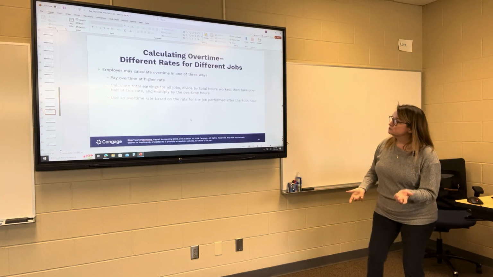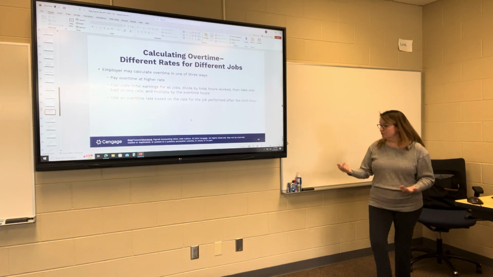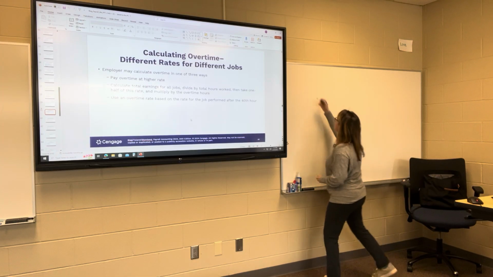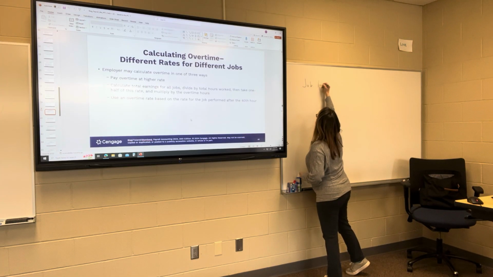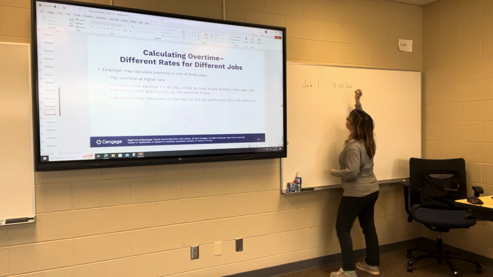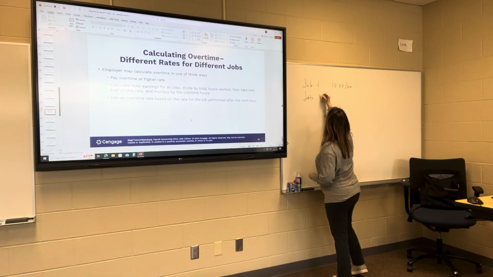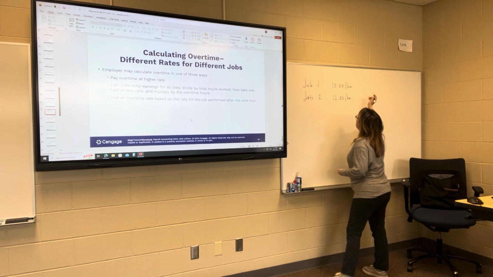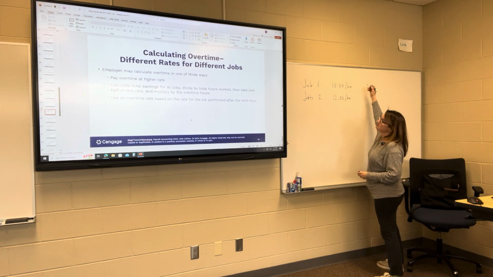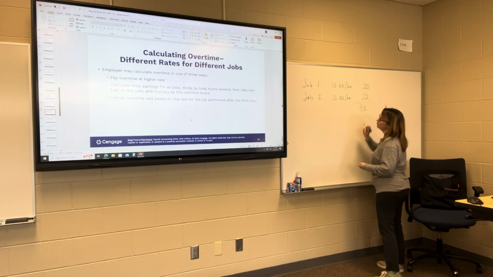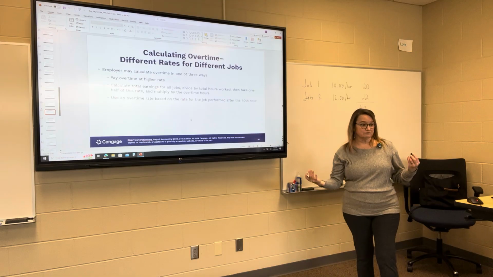The first way is we can pay just at the higher rate. So for example, if we have somebody who's making, so job 1, they're making $10 an hour. Job 2, they make $12 an hour. They worked, let's say 20 hours at this job and 22 hours at this job for a total of 42 hours. They're entitled to 2 hours of overtime.